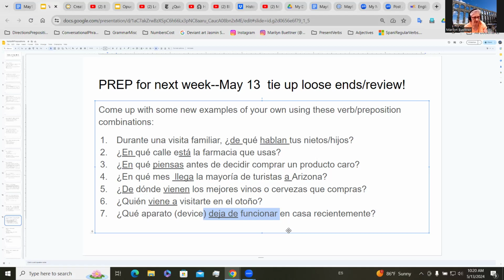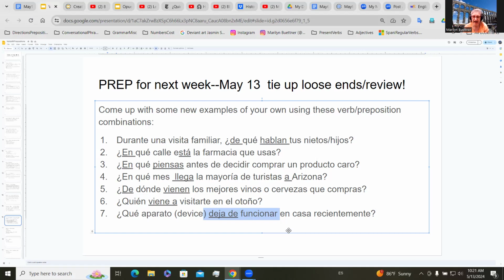Aparato, okay? ¿Qué aparato deja de funcionar en casa recientemente? What kind of gadgets just stopped sometime in your house? La computadora de mi hijo deja de funcionar. Mi computadora deja de funcionar recientemente porque el control sobre tensiones murió. Ah, sí. Bien, bien. Entiendo, sí.